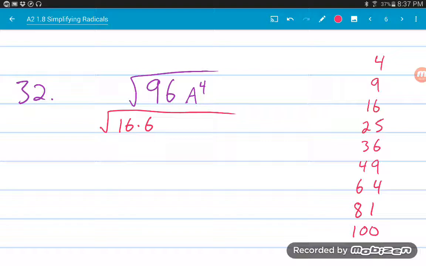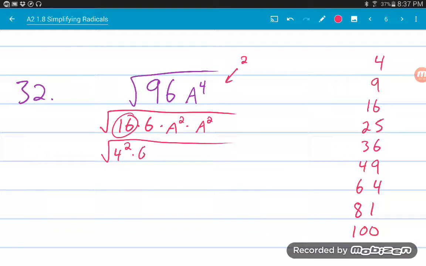a to the fourth. I want to break these guys up into pairs, 2's, so I'm going to change the a to the fourth into an a squared times a squared. Now this 16 here can be rewritten as 4 squared. So I'll rewrite everything. 4 squared times 6 times a squared times a squared.